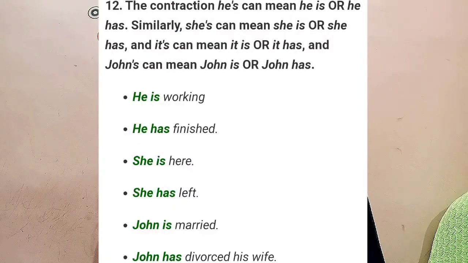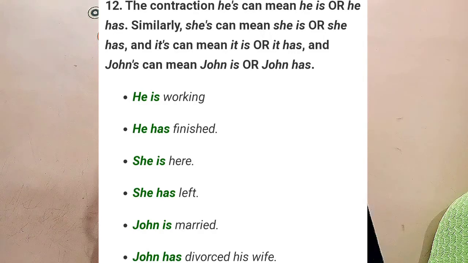Okay, let's move on to the next one. The contraction. What is a contraction? Like if I say I am, I can write it as I'm. He is, I can write it as he's. So we were talking about contractions. If I say he's, it can refer to he is. It can also refer to he has.